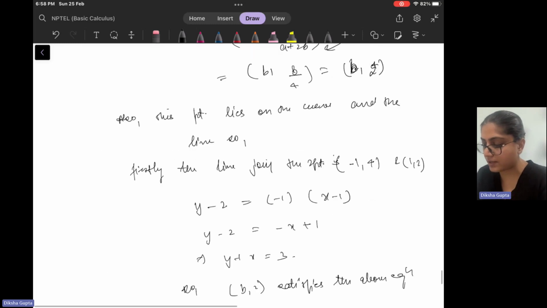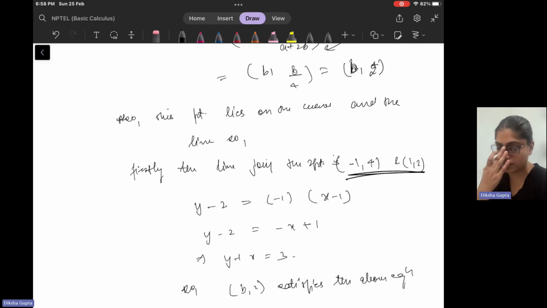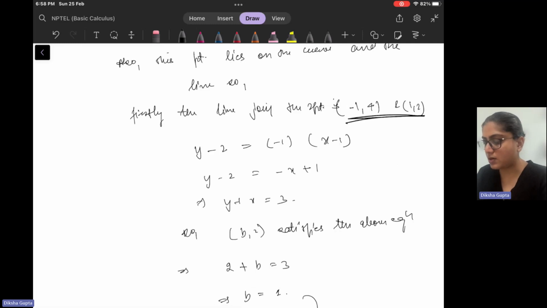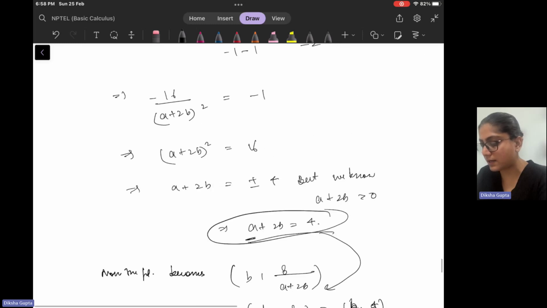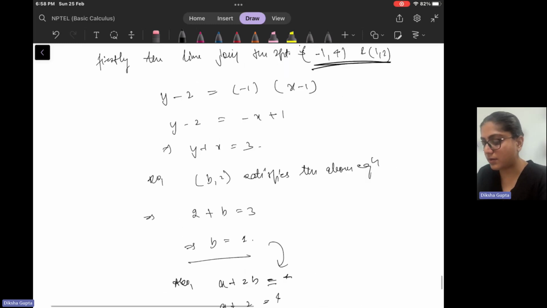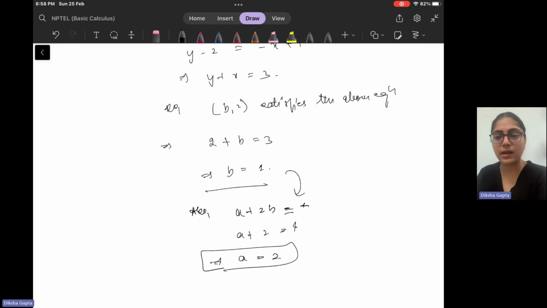So we found the line joining the given 2 points, again using the 2 point form you study in your geometry classes in 11 12 standard, that y minus 2 equals slope times x minus 1. You could have also used the point -1 comma 4 here. That's not an issue. We got the line to be y plus x equals 3, and now the point b comma 2 lies on this line. So we found the value of b, and we already had a relation between a and b, so we put the value of b there to find the value of a which we needed, and that's how we solved this question.